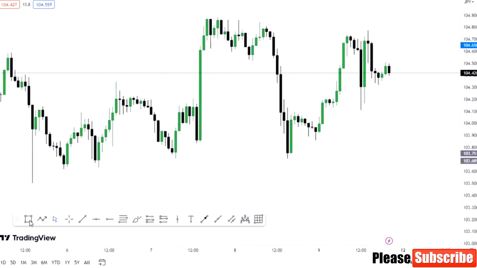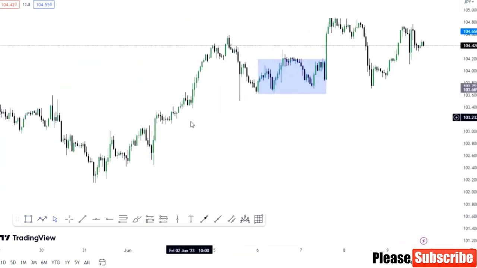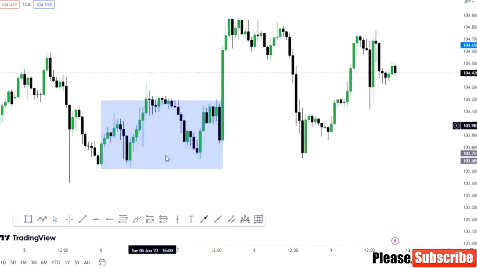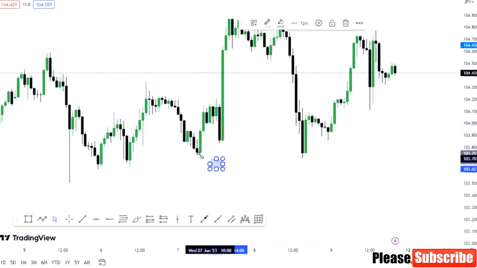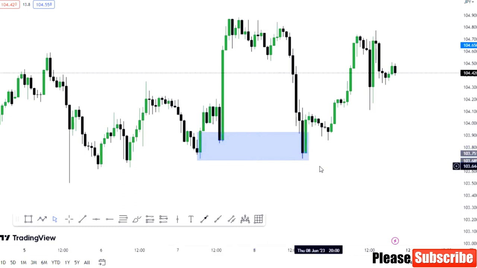Now over here you can see we had a whole rally. We had a base. Yeah, you can see we had a rally, the base. Oh, this was a drop base rally actually. Then you can see we had the order block. We mark up the order block like this, and then the market came into the order block.